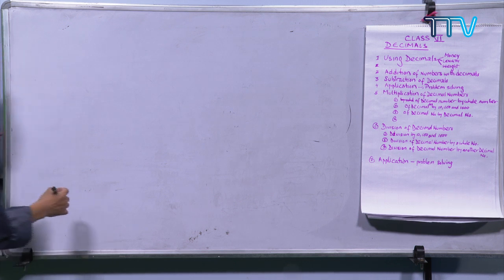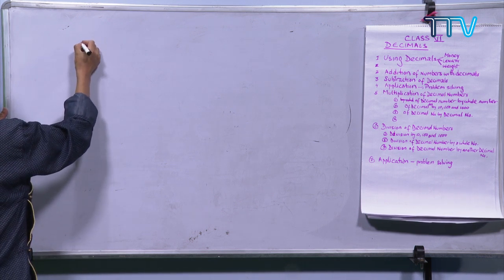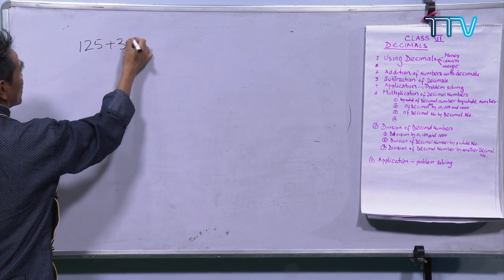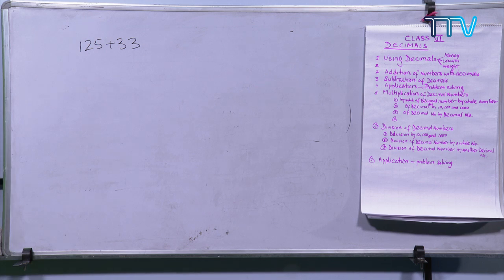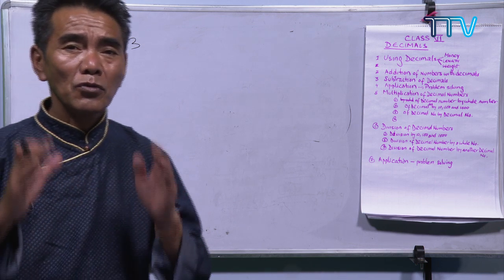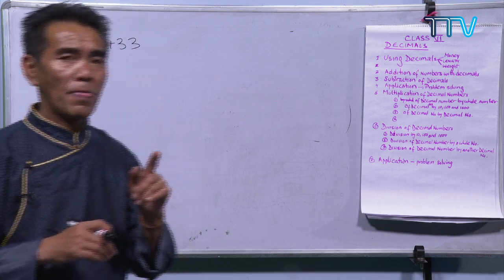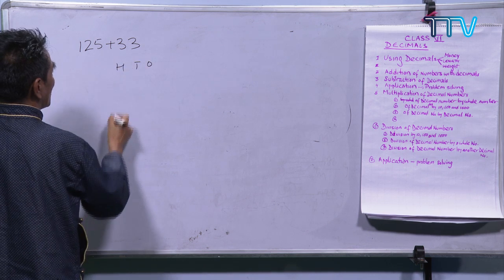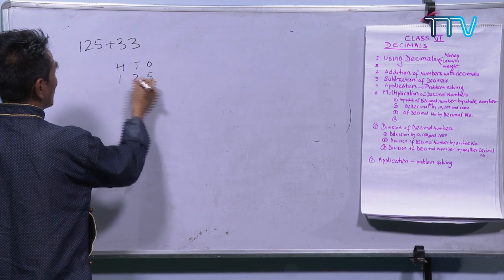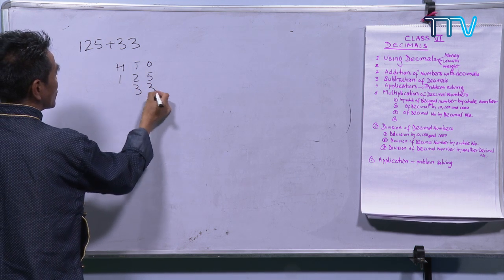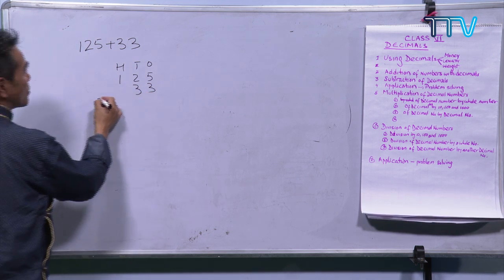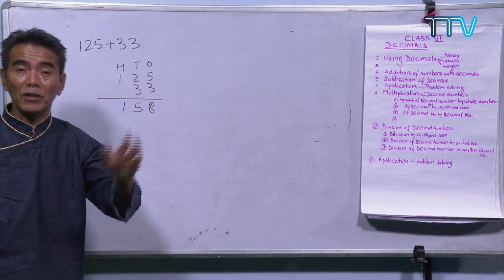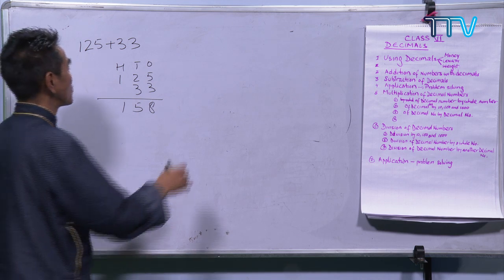Okay, then we'll revise briefly on the addition of decimals. For example, 125 plus 33. You write them according to ones, tens, hundreds, and add to get 158. If there are decimal points, you follow the decimal point, for example 1.25.